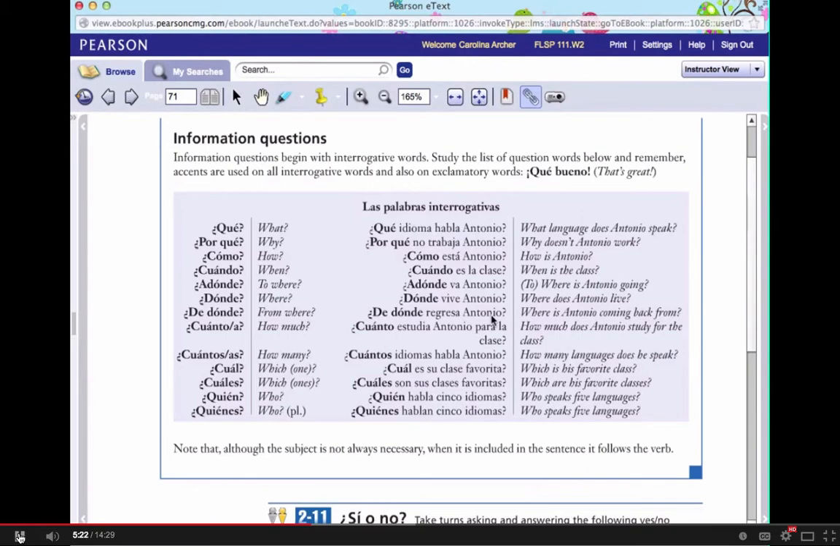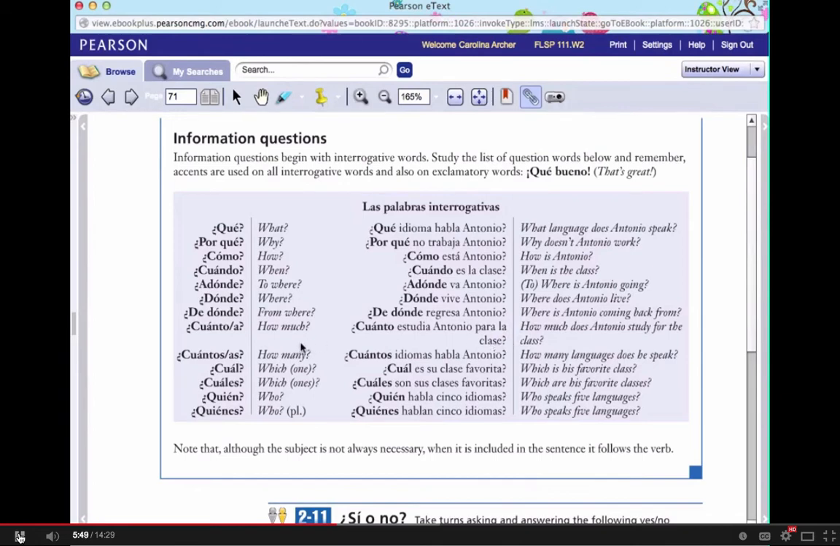Or you can think, you learned this question when we covered nationalities. ¿De dónde eres? Where are you from? Yo soy de Argentina, o yo soy argentino. ¿Cuánto or cuánta means how much? ¿Cuánto estudia Antonio para la clase?